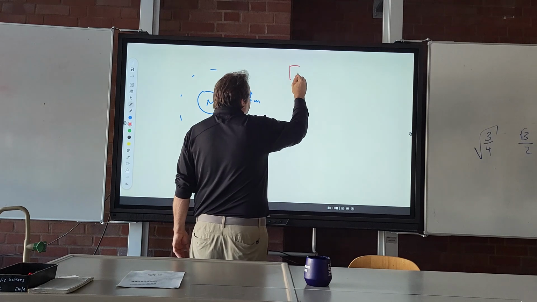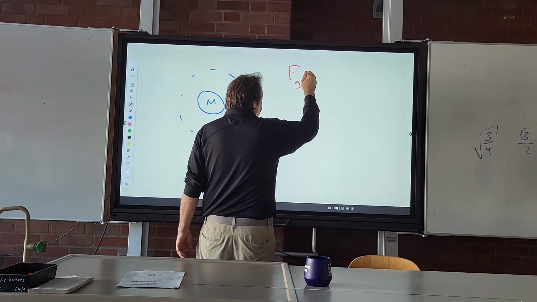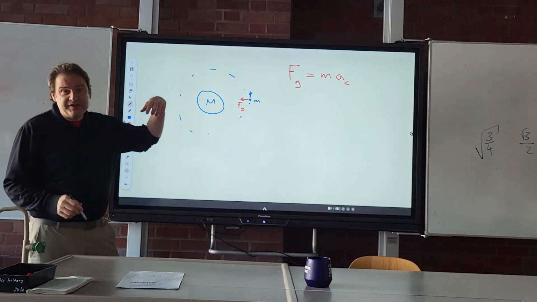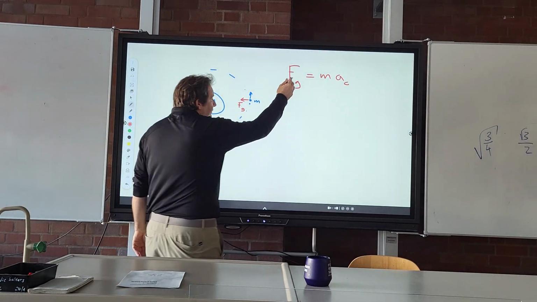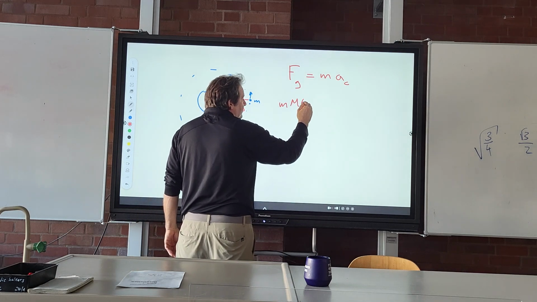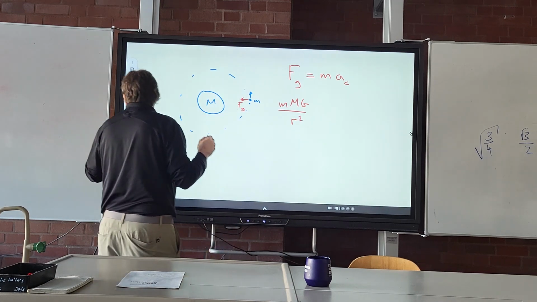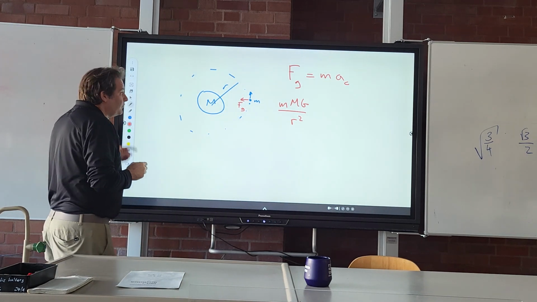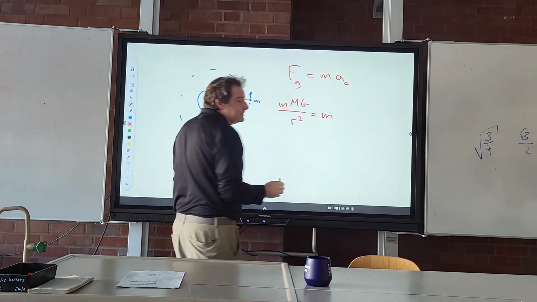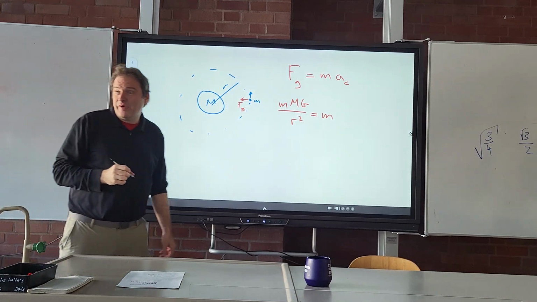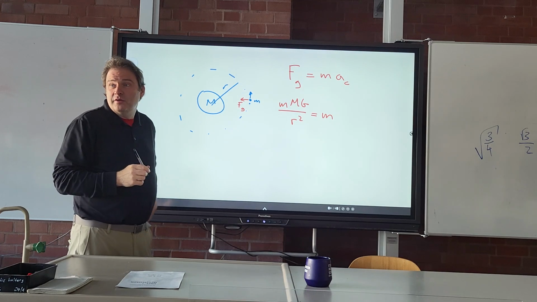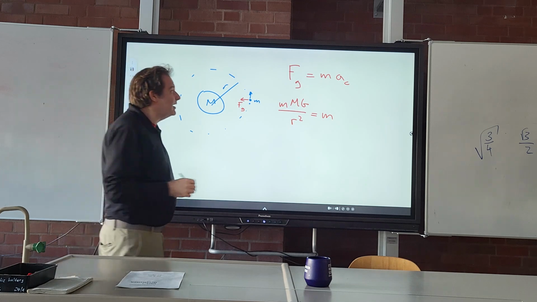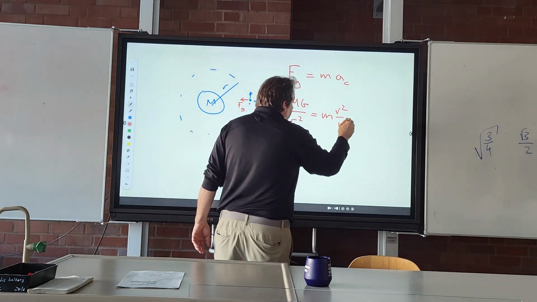So we have Fg equals m a_c. That's the basic idea. And we put in the universal law of gravitation. For Fg, we have big M g over r squared, where r is the radius of this thing. And on the right side, we have m times a_c. What's the equation for centripetal acceleration? V squared over r. Good job, team. Very, very good. You're brilliant. That's why I keep you around.